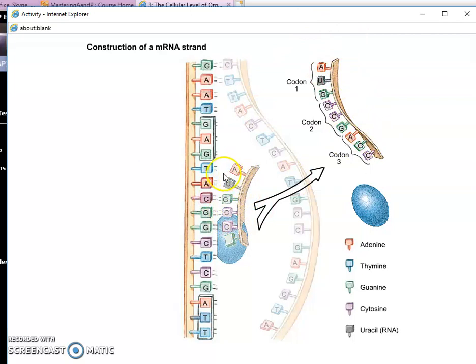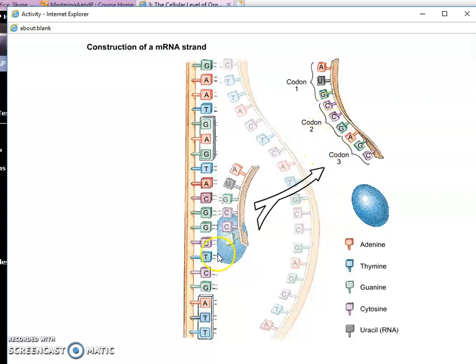Now again, notice this first 3 base segment was our triplet, and what we formed from that was our first codon. Our next triplet, if this was our first triplet right here, is GGC. So our next codon would be CC, and hopefully you see that since that's a C, this has to be a G, so here we see CCG.